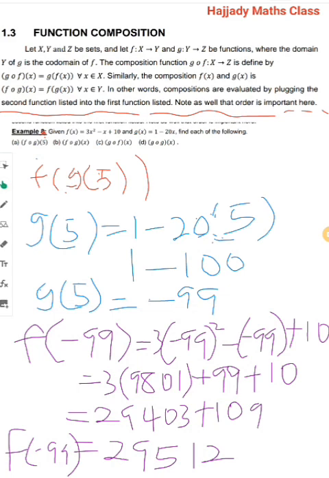The little step we just did is that we integrated this. Instead of having g of x, we have g of 5. 5 replaces x, and we got minus 99. So instead of having g of 5, we replace it with the value of g of 5, which is minus 99. We substituted it in the function f of x, it replaces the value of x, the substitution is done, and we got 29,512. Let's look at another example before we proceed.